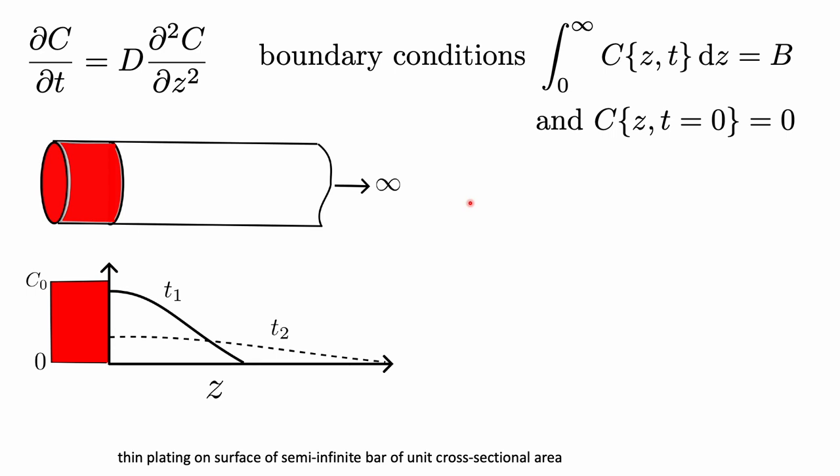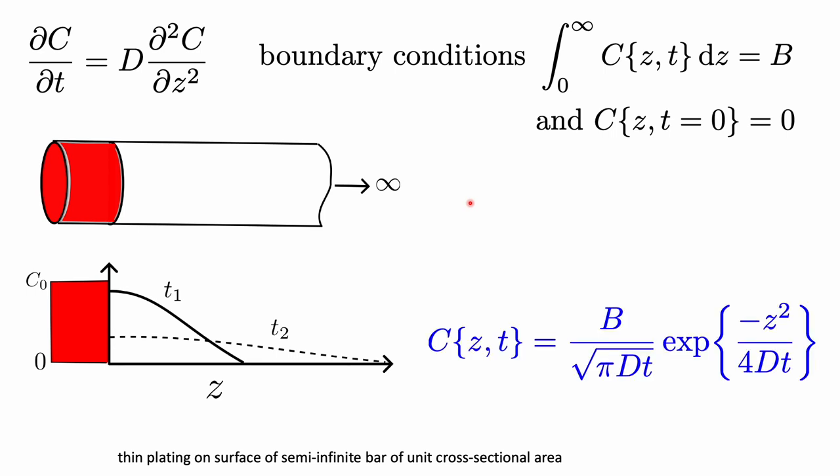So the solution of Fick's second law subject to these boundary conditions is an exponential solution like this, where the concentration as a function of distance and time varies with the amount of solute that we plated on, and the exponential of the square of the distance in the semi-infinite bar. So at first the solute is confined to the near regions of this interface, and then it extends further as time progresses and the peak concentration also drops. Now you can verify that this actually is a solution simply by differentiating it and checking that this is what you obtain.